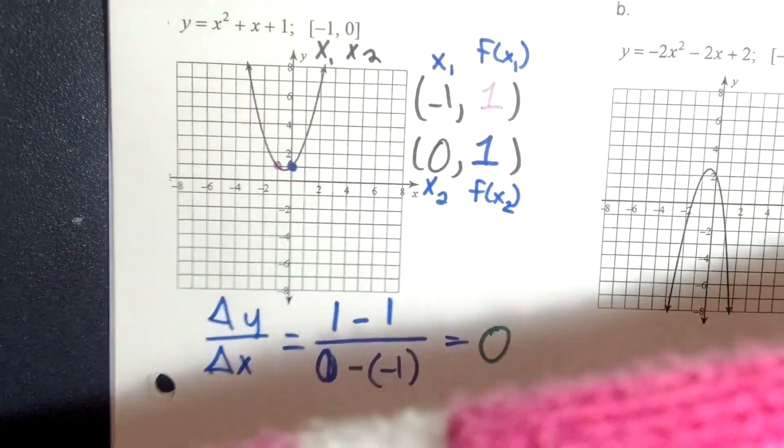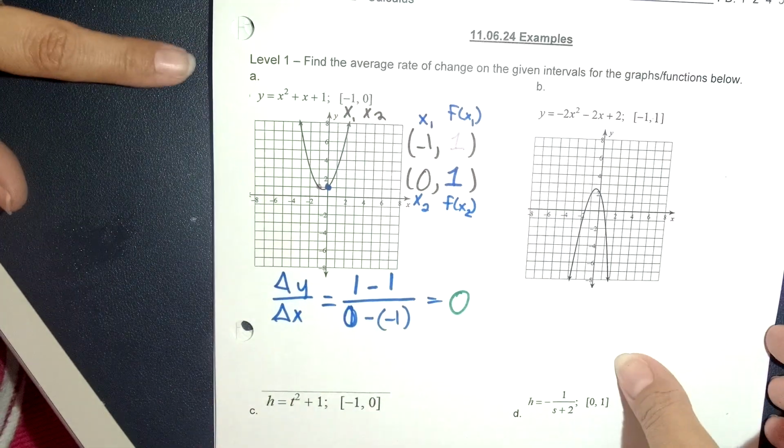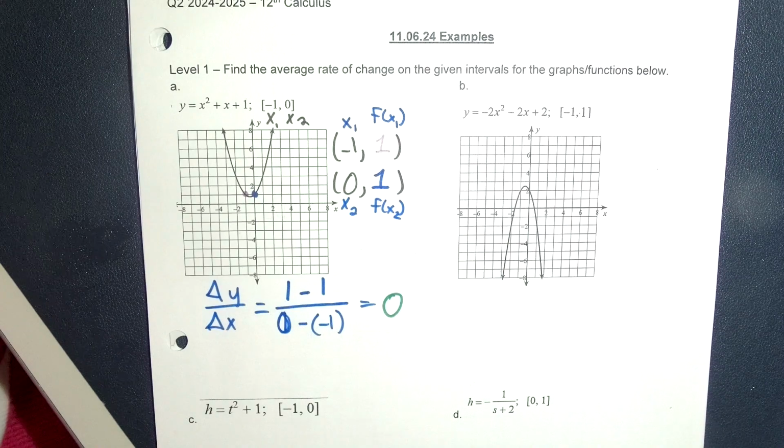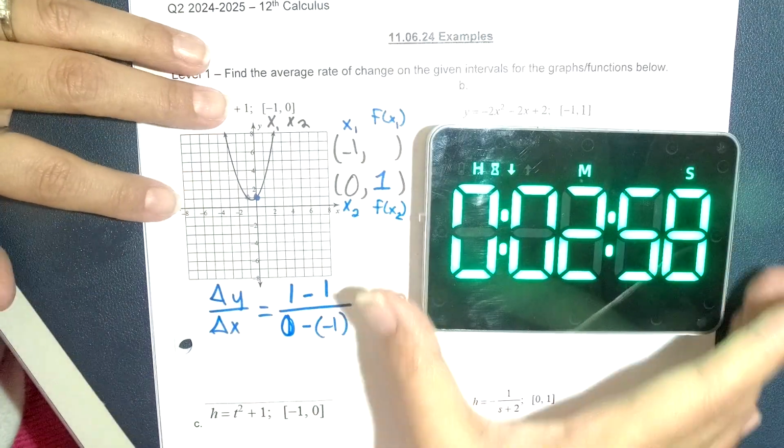Okay, then what I want you to do is letter B with your groups. Do letter B with your groups. 1, 2, 3. 3 minutes. Letter B with your group.